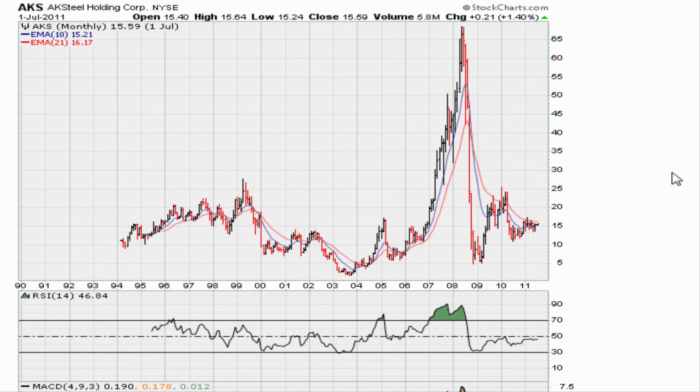Let's take a look at why you should always extend your lines whenever you're studying charts, because sometimes they become relevant even down the road. For example, take a look at the monthly chart for AKS Steel between 94 and 2011. What I want to look at here are these major lows in 2008, early 2009.